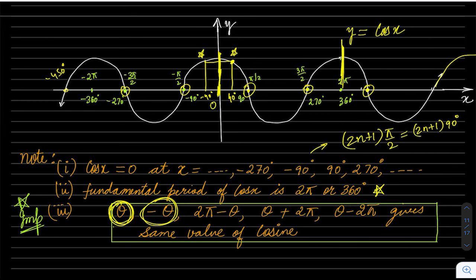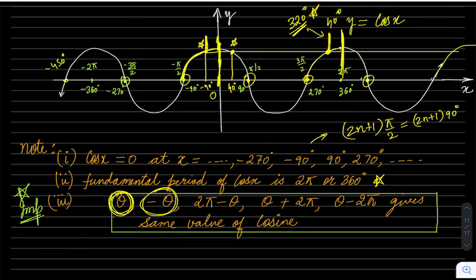Then next value, if you make a horizontal line like this, you can see there are some more angles. Now you can see this graph is symmetric. So if this angle is 40 from 0, then from 360 this must also be 40 degrees. So this angle is 360 minus 40, that is 320 degrees. At 320 degrees also you will get the same cosine value.